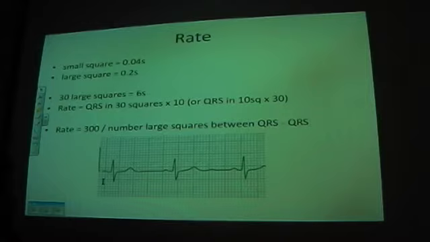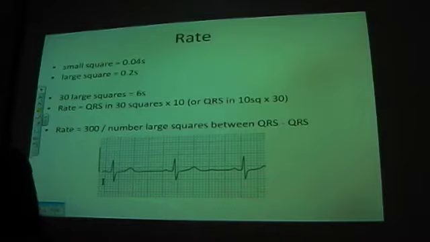The other way that people often do it, which is a bit quicker, is dividing 300 by the number of large squares between the QRS complexes. The flaw of this is that if it's an irregular rate, then that's not going to be a very accurate representation.